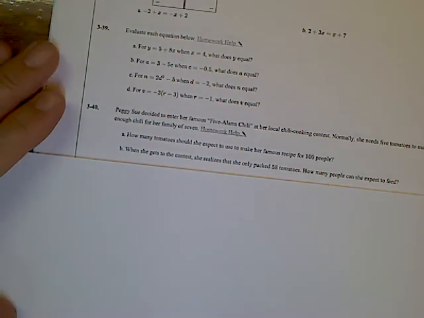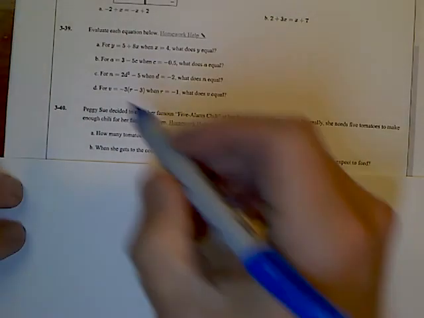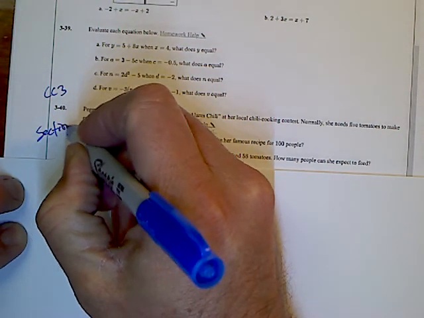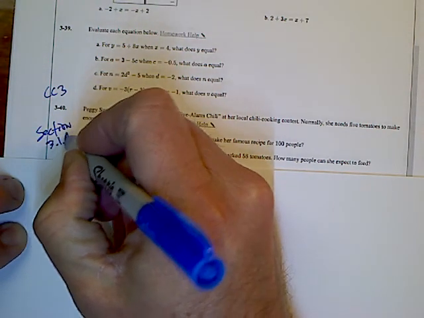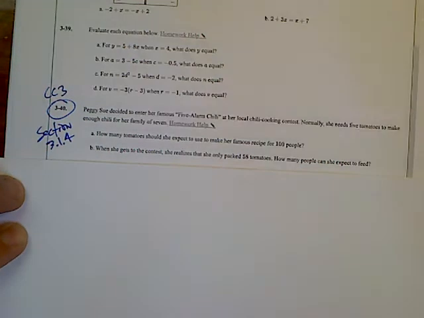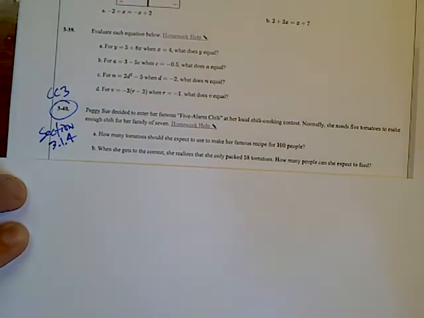All right, we are looking at CC3, Section 3.1.4, number 340. Okay, so 340 asks us to do some proportional reasoning.